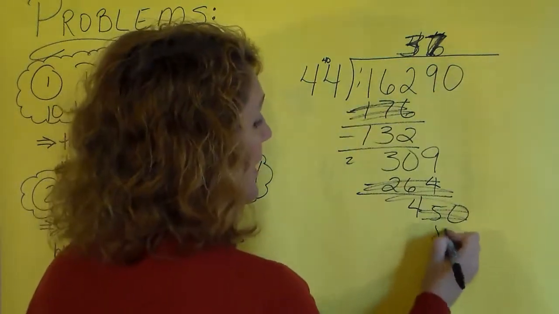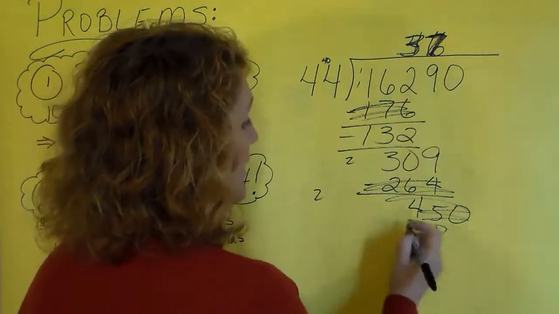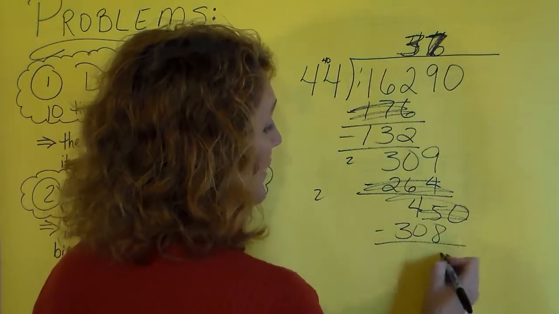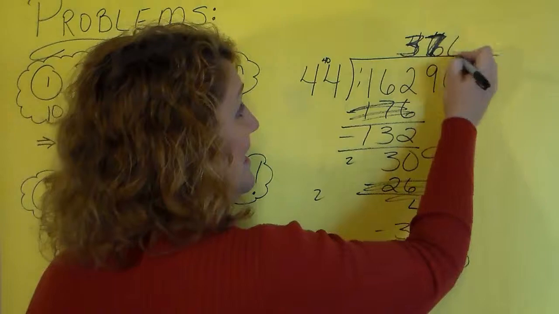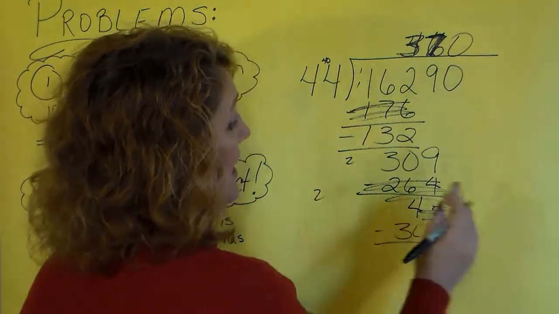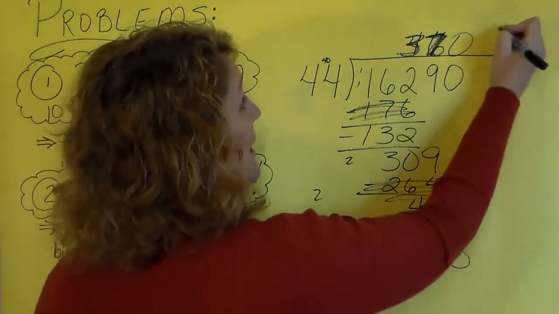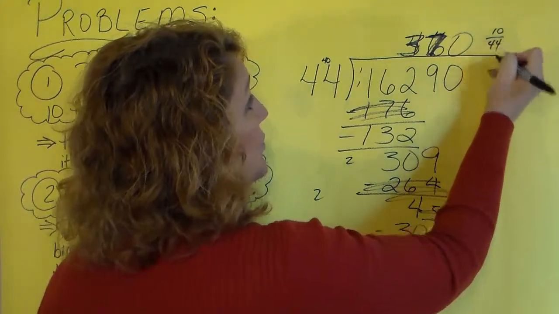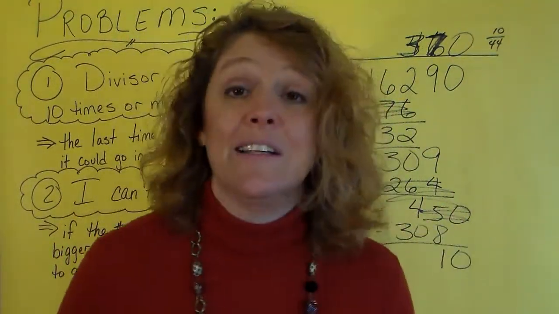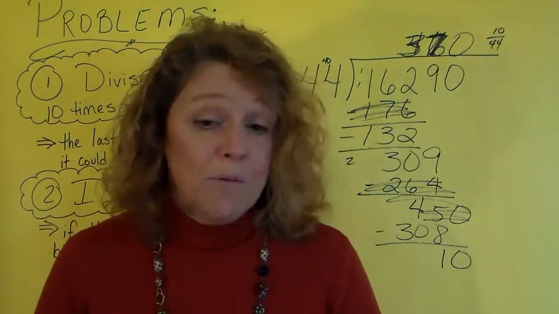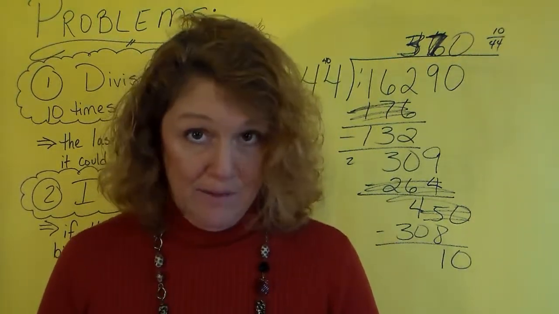7 times 4 is 28. 7 times 4 is 28, 29, 30. There we go. And that's our 1. I'm going to bring down my 0. 44 goes into 10 0 times. And so I'm going to end up with 10 as my remainder, and I'm going to say 10/44ths, which of course I can't leave like that because I have to reduce. It's actually 5/22.